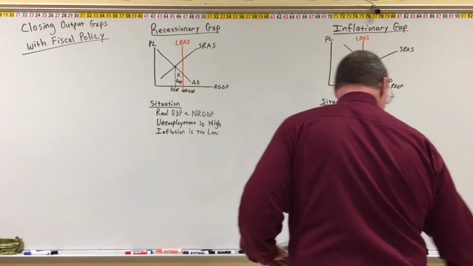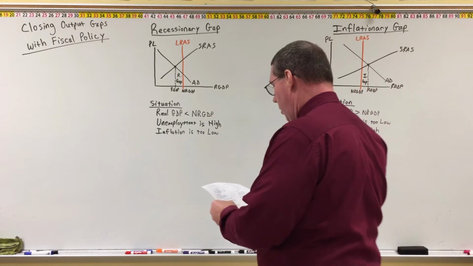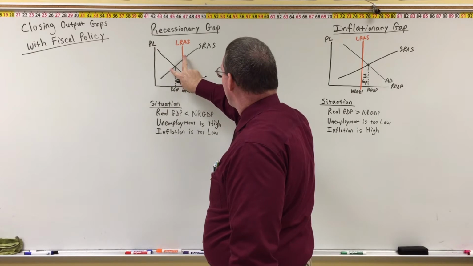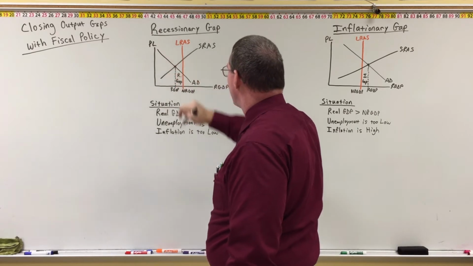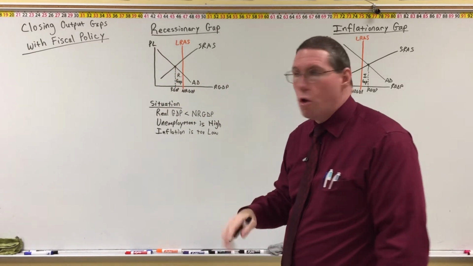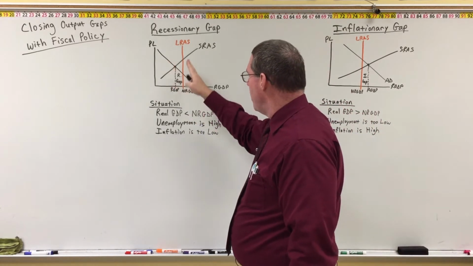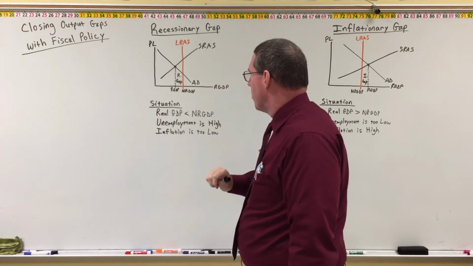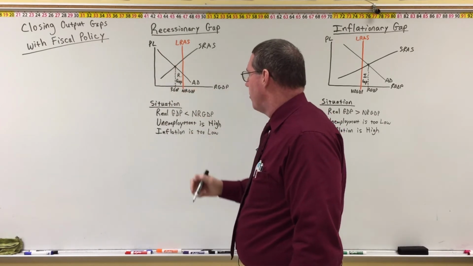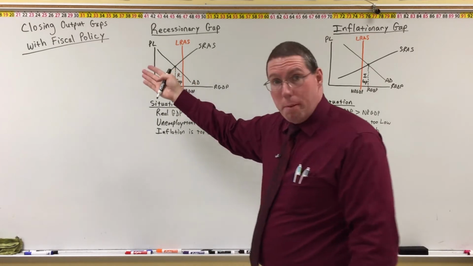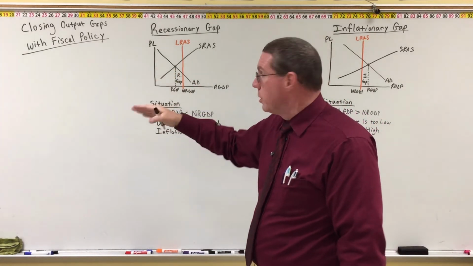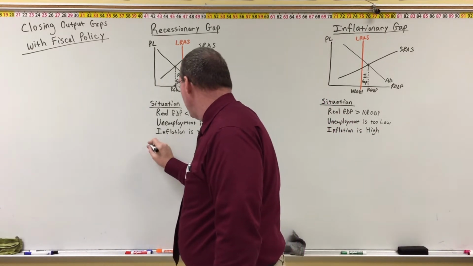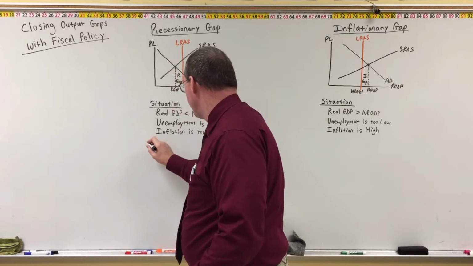All right, so let's look at the situation. Here's what we need. Over here, we either need an increase in short-run aggregate supply or an increase in aggregate demand, because either one of those will increase real GDP and bring us back into long-run equilibrium. Well, fiscal policy primarily works through total expenditure, which affects aggregate demand, not short-run aggregate supply. So here's what we need. We need an increase in aggregate demand.